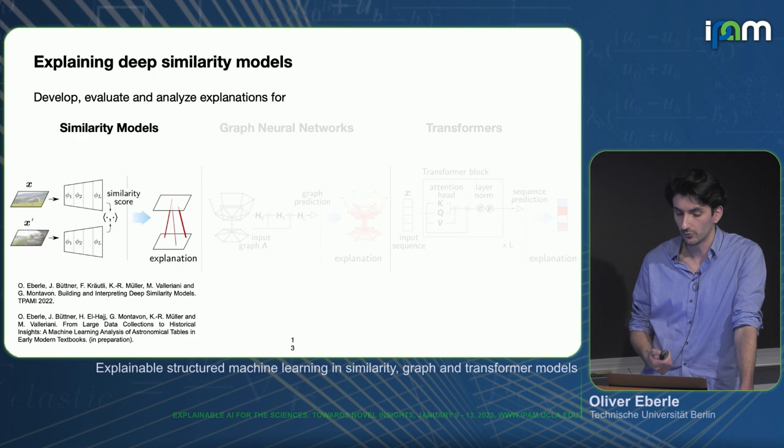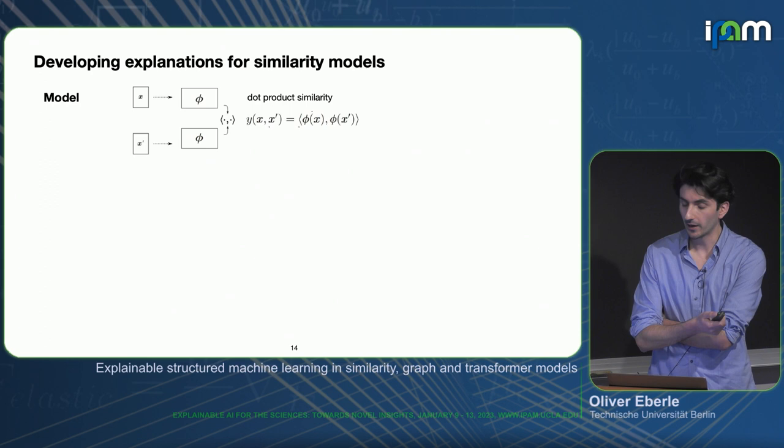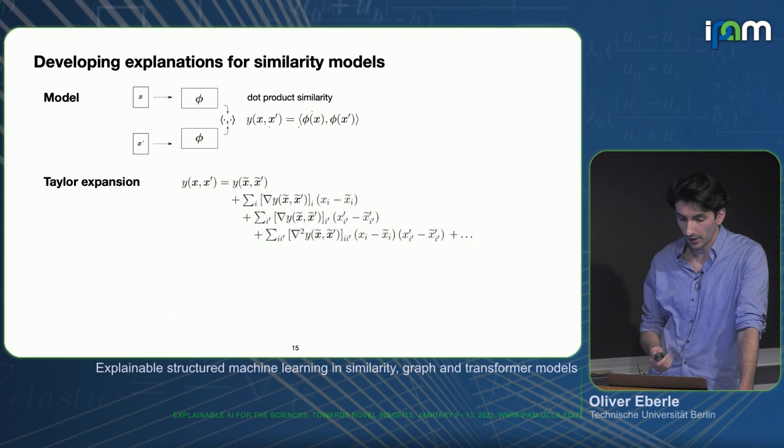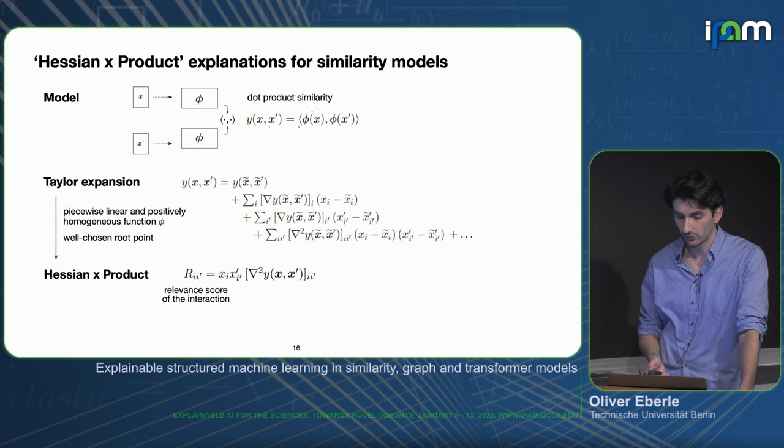So this is a basic model that can do this. Here we have a basic, in this case very nonlinear, but one-layer function. And we can just compute a dot product similarity. By using a Taylor expansion of this function, we arrive at a simple baseline of our explanation, which can be seen as a Hessian times product formulation.